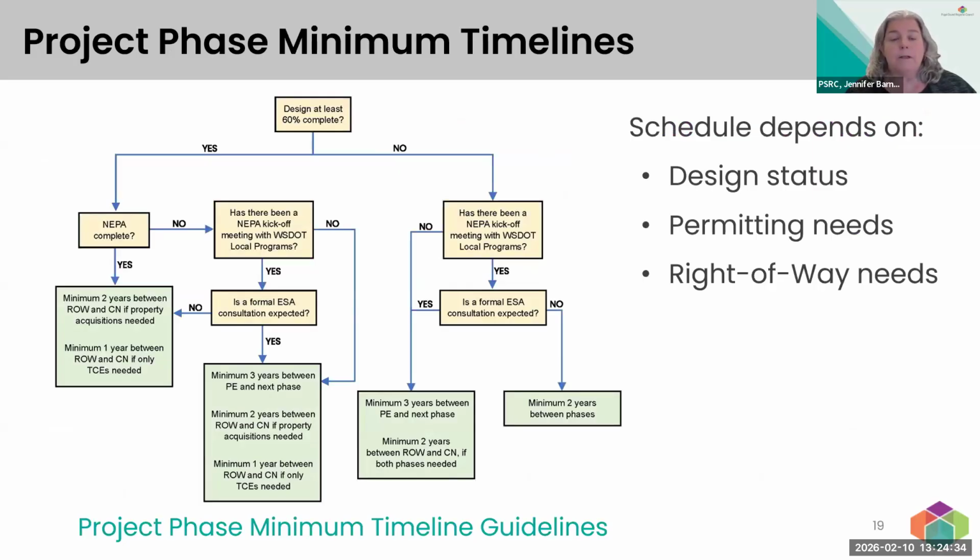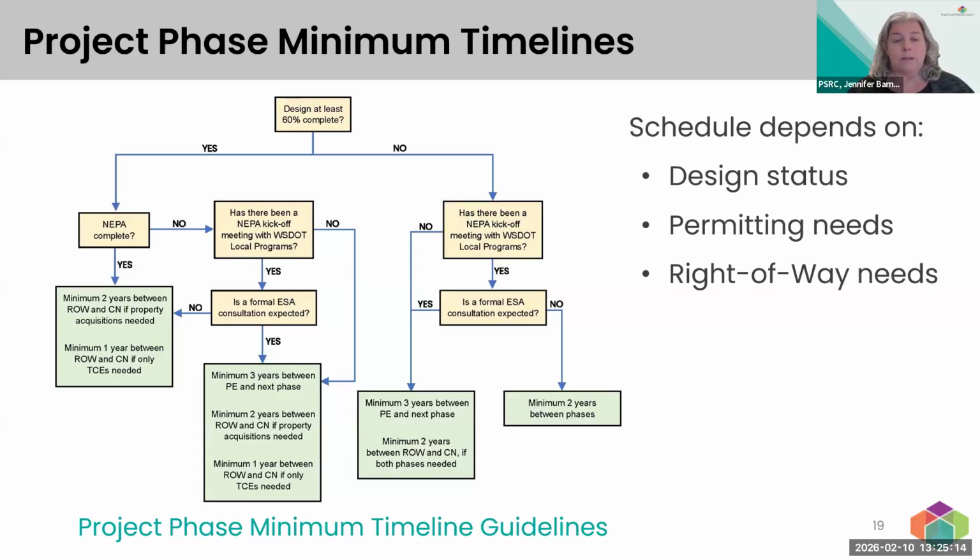So this is small print for a slide, but this is also in a link in our guidance. This is just a flow chart full of yes and no questions that we ask the sponsor, that we go through when we determine the minimum time between phases. When I'm talking about phases, I mean design, right-of-way if it's needed, and construction. Based on the answers to these questions, a lot have to do with where the project is in its NEPA process. That tends to be a very strong factor in some types of projects regarding their timeline, and then also permitting and right-of-way needs.